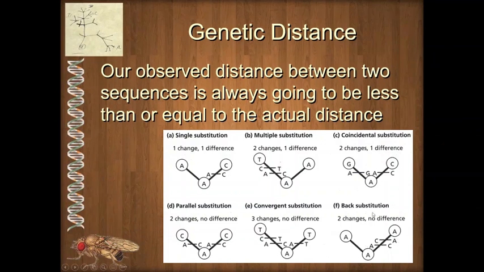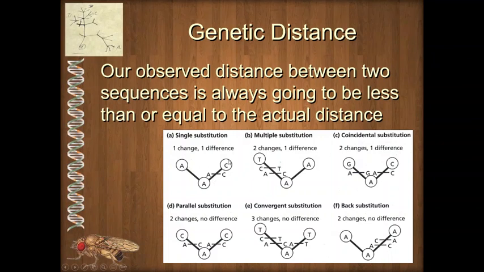Okay? We could have back substitutions. We could have multiple convergent mutations. And so even though it's not as likely, we can have many complex mutations leading to a rather simple result. So the take-home message from all this complexity is that our measured distance, or our observed distance, is always going to be less than or equal to the actual distance.